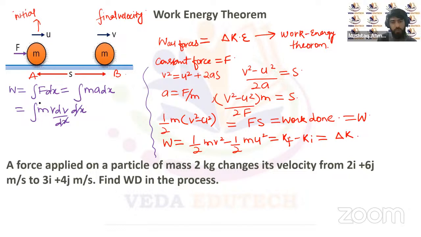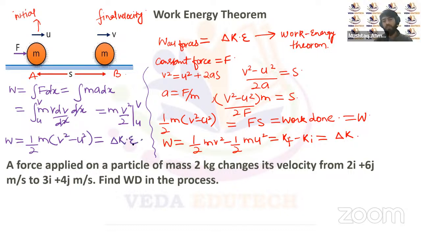Work done will be equal to half m, upper limit minus lower limit. That's v minus u, right? V square minus u square. This is once again the change in kinetic energy, right?